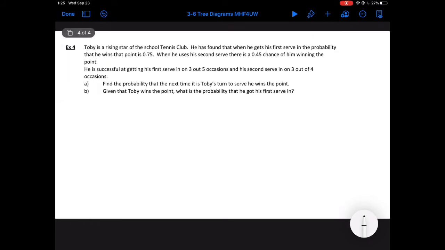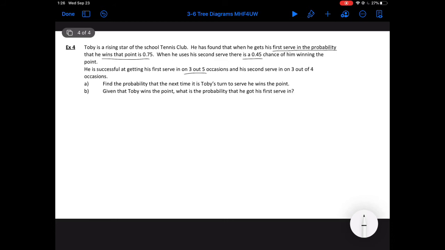Last example that we're going to look at is Toby is a star of the tennis club. And this is another example where the probability changes as you progress through the tree diagram. Okay, which is a different type of situation. The information that we're given is that when he gets his first serve in, the probability that he wins is 75%. When he uses his second serve, there's a 45% chance of him winning the point.